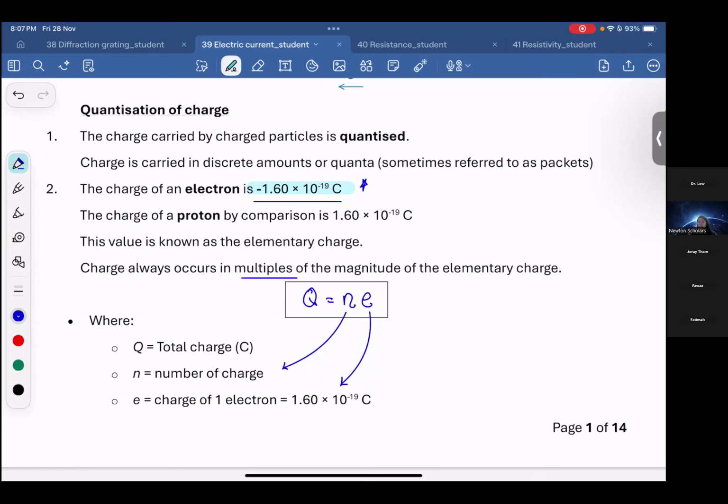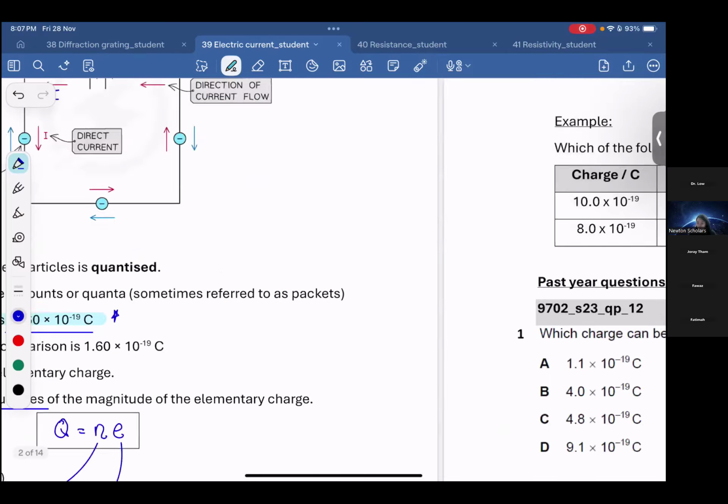Okay, number of electrons times the charge of one electron, which is negative 1.6 times 10 power negative 19. But of course, when we're using this formula, we don't need to put a negative for it. We just find the total charge. Okay, let's go to your page number 2.